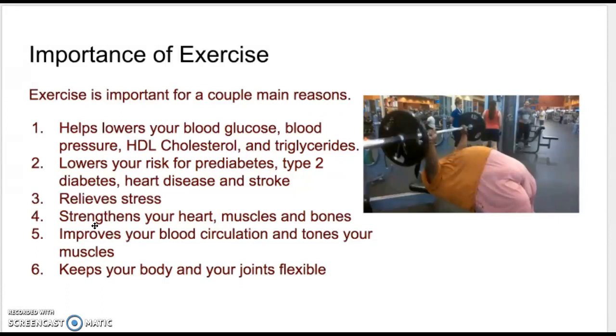Exercising relieves stress. It strengthens your heart, muscles, and bones. It improves your blood circulation and tones your muscles. And lastly, exercising keeps your body and your joints flexible.